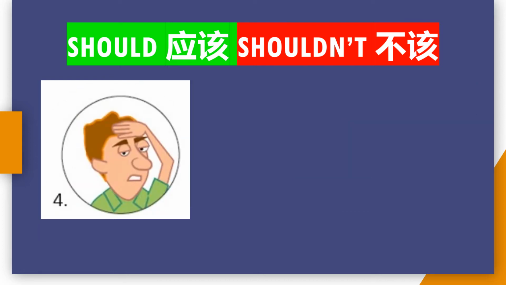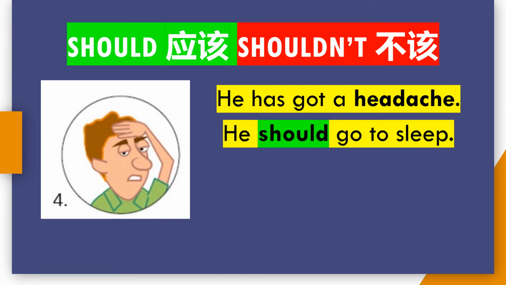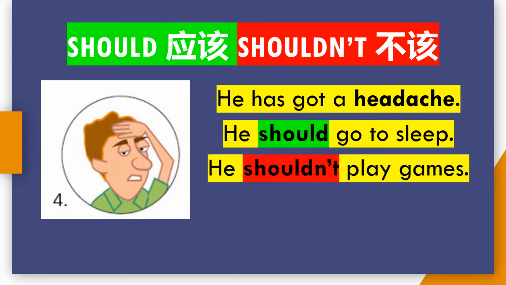Another example: what is this? Yes, it's a headache. He has got a headache. If you have a headache, what should you do? He should go to sleep, or he should take some medicine, or he should go to the hospital and see the doctor. What he shouldn't do is play games. If you already have a headache and you play games, your head will be more painful. So that is the thing you shouldn't do.